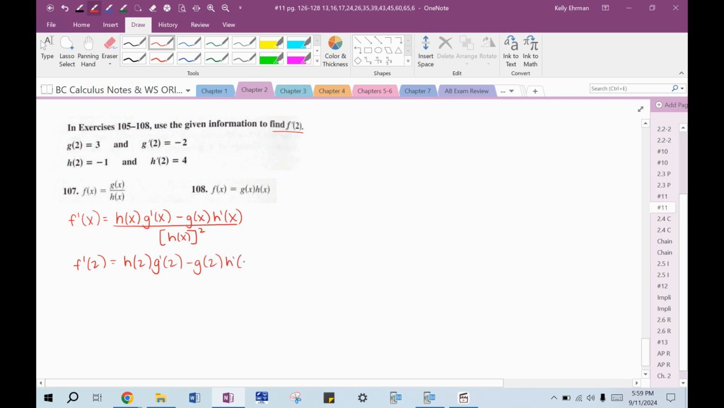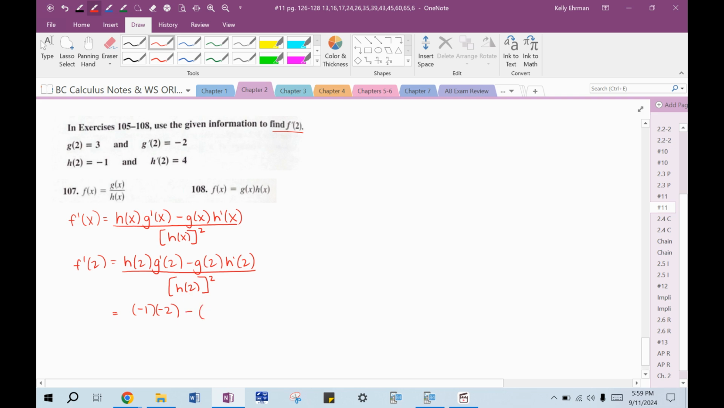I think it's worth writing this part, by the way, because it's easy to get kind of mixed up in what you're looking for, and it's nice to have it just clearly written on your paper. And then sub in the numbers. And when you do that, put them in parentheses so you don't screw up positive and negative signs. So h of 2 is -1. G prime of 2 is -2. There's a minus sign right here.